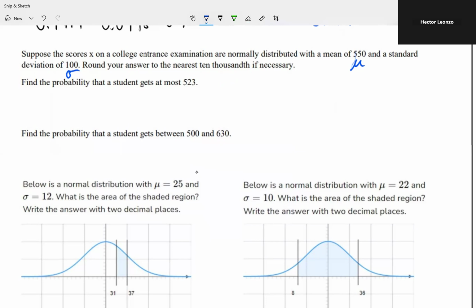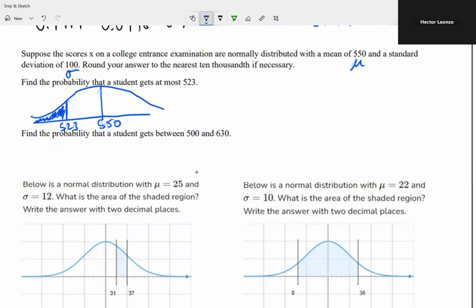Find the probability that the student gets at most 523. So you have a normal distribution. The mean, right here in the center, is 550. So 523 will be somewhere over here, right? It says at most, so that means 523 or less. So the area that I'm looking for is this area.